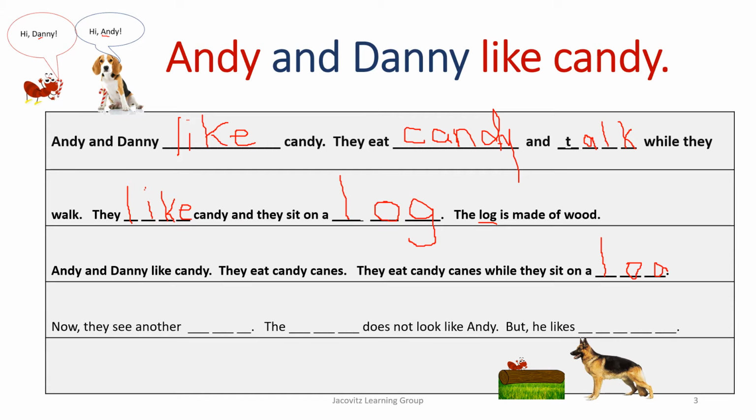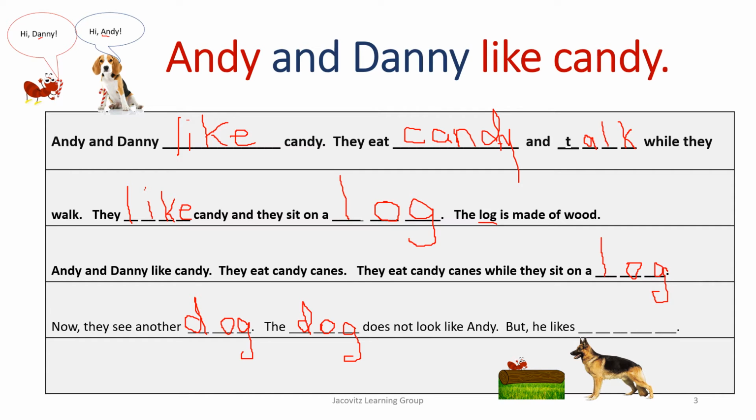L-O-G. Repetition, repetition. Now they see another dog. How do you know they see another dog? Because this dog wasn't in the original part of the story. The dog does not look like Andy. D-O-G. So you have it several times, so you learn how to spell, and you look at L-O-G here and D-O-G here and get the sound. L-O-G, log. Short sounds. And here it is again, only with a D. D-O-G, dog.